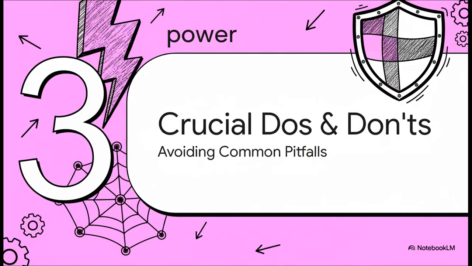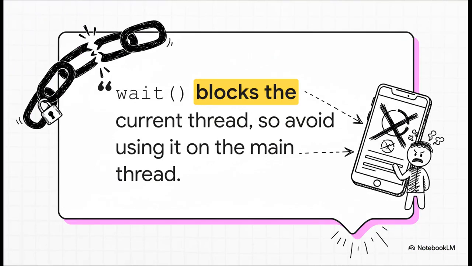All right, this tool is obviously powerful, but you've got to know the rules of the road to use it safely. So let's cover a couple of crucial do's and don'ts to make sure you don't accidentally shoot yourself in the foot. So listen up, because this is the big one. You might see a function on the group called wait. And yeah, it does what it sounds like. It pauses or blocks the current thread until all the tasks are done. But here's the deal. You should almost never, ever use this on the main thread. Why? Because the main thread is what runs your UI. If you block it, your entire app freezes. It becomes unresponsive, it's a terrible user experience, so just don't do it.